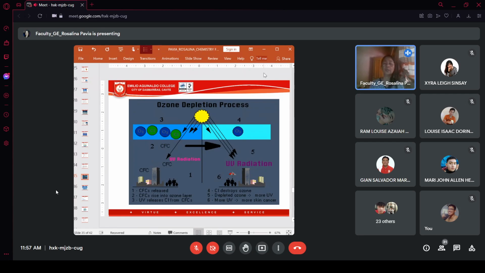Now, by the year 2020, they tried already to ban the production of CFCs. Pinapalitan na nila ng fluorine or hydrogen yung chlorine, kasi nga responsible si chlorine sa destruction or depletion ng ozone layer. Okay? And as much as possible, hindi na yun ang refrigerant na ginagamit as of this time. Sana lahat na.